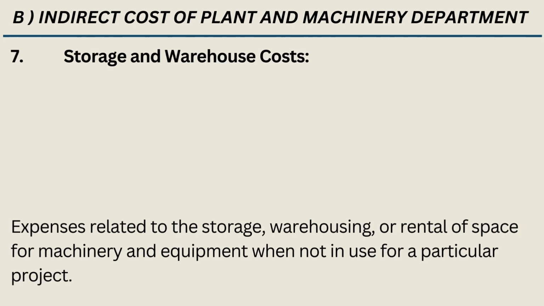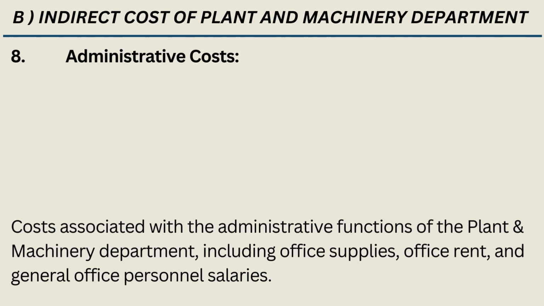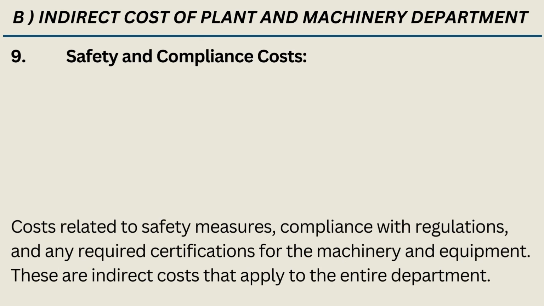7. Storage and warehouse costs. Expenses related to the storage, warehousing, or rental of space for machinery and equipment when not in use for a particular project. 8. Administrative costs. Costs associated with the administrative functions of the plant and machinery department, including office supplies, office rent, and general office personnel salaries.